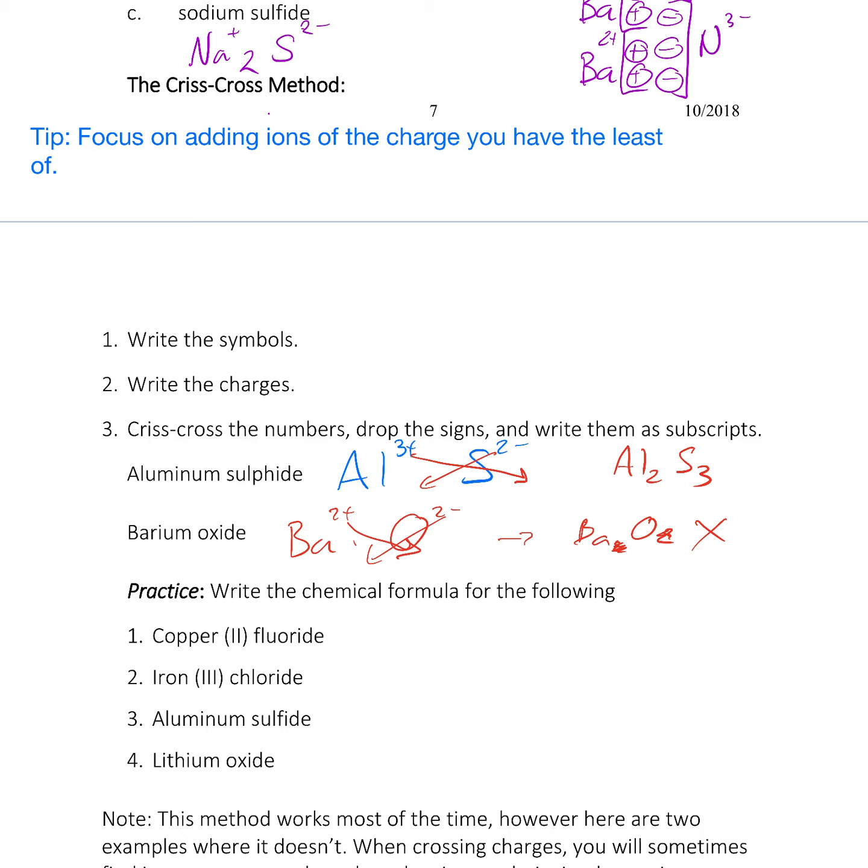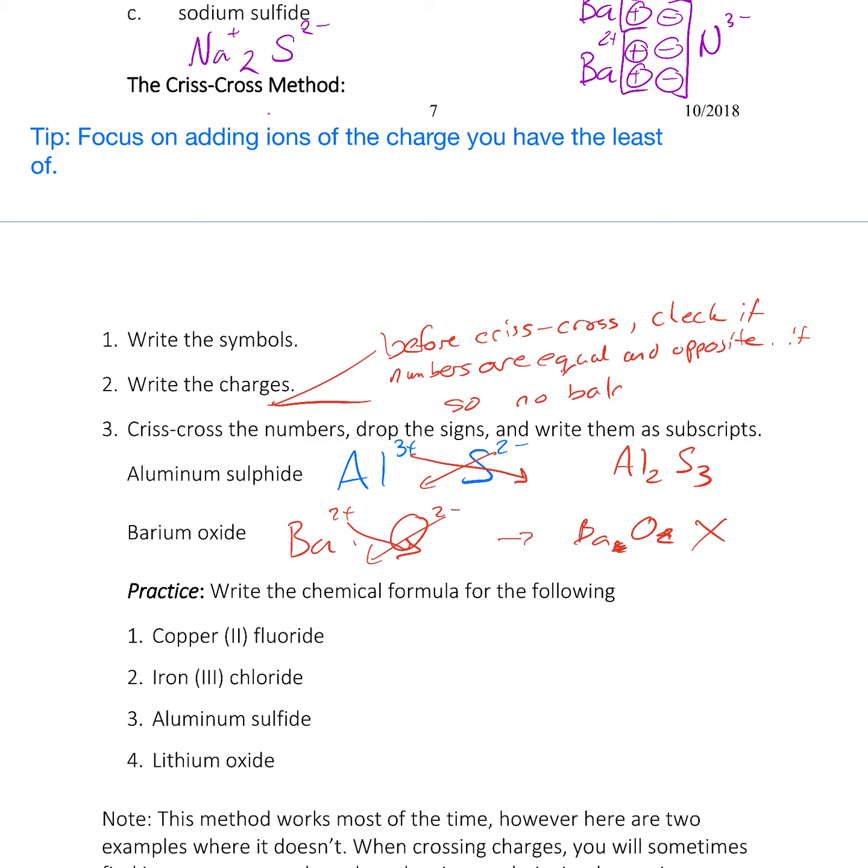So maybe we should write a little rule in here. Before crisscrossing, check if numbers are equal and opposite. If so, no balance needed. Okay, so just watch out for that.